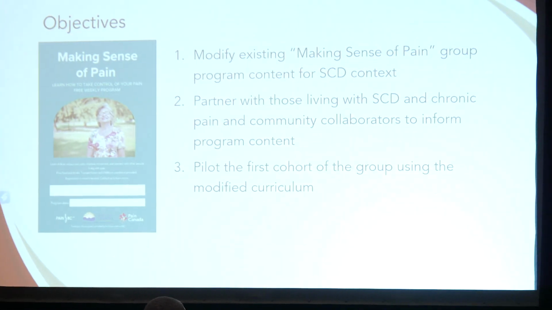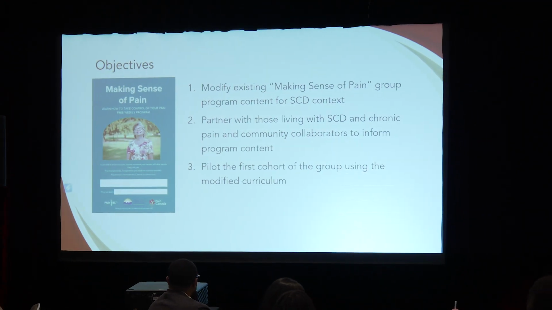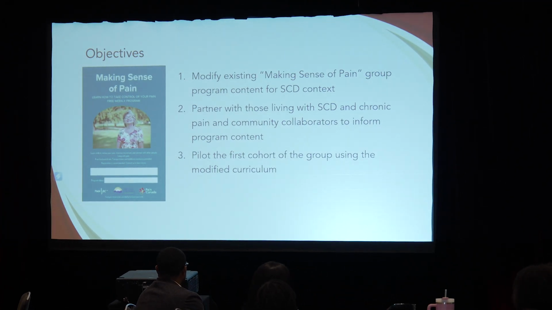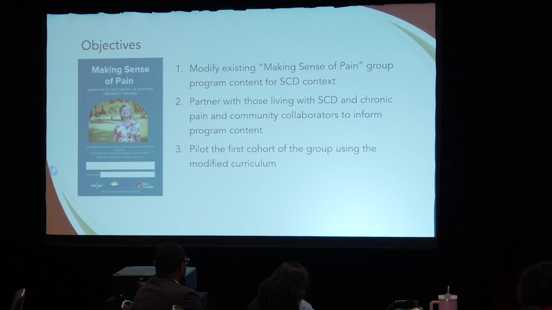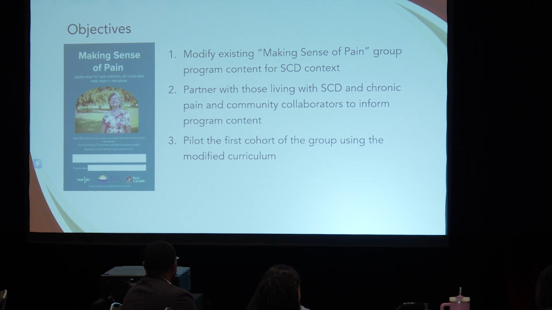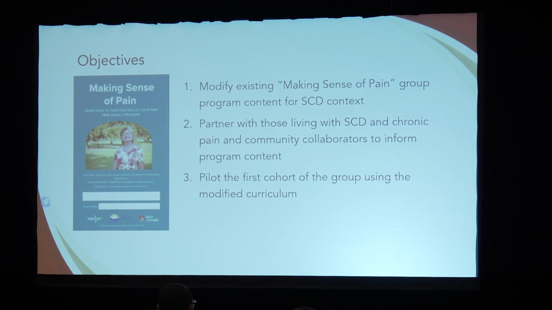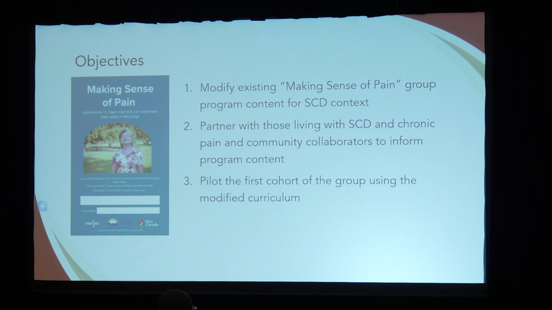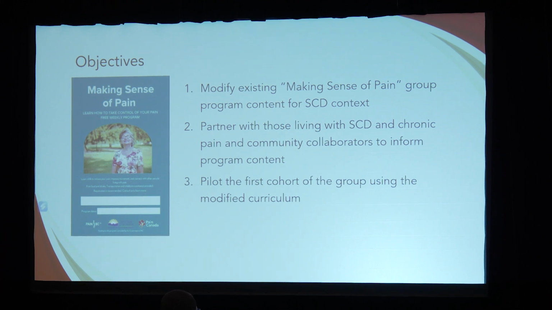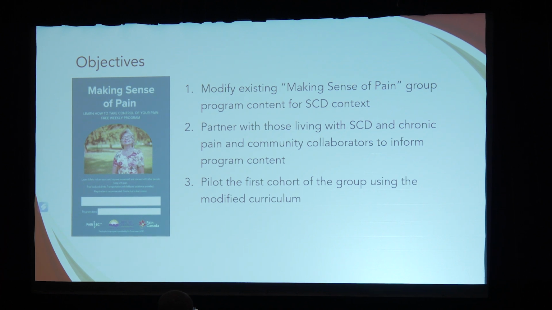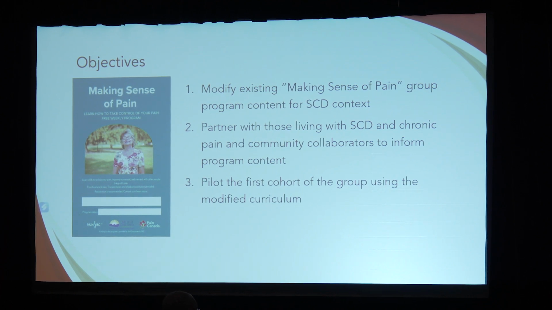So in terms of our objectives, we had 3 objectives for our partnership. The first was to modify the existing Making Sense of Pain group program content to be specific to the sickle cell disease context. Our second objective was to partner with those who have lived experience with sickle cell disease as well as chronic pain, and our community collaborators, in order to inform the program content. And lastly, we wanted to pilot the first cohort of the group using the modified curriculum.